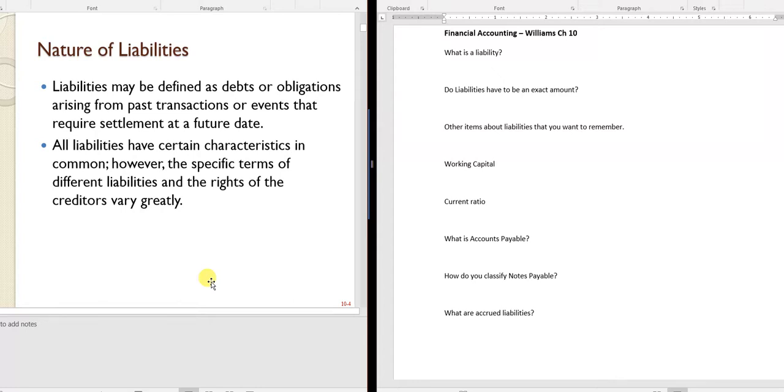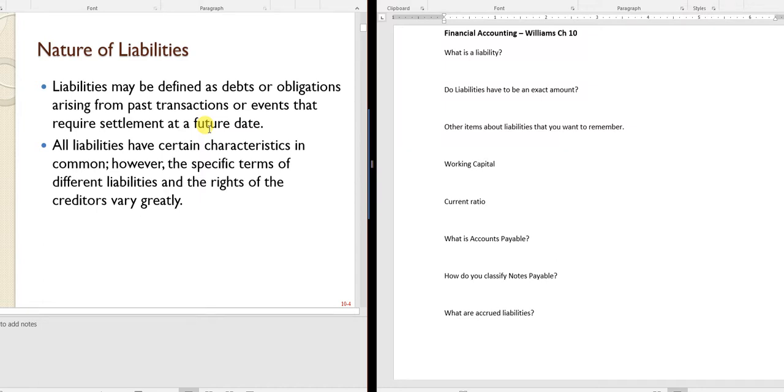Sometimes as far as unearned revenue, when somebody pays us in advance for something, we credit unearned revenue. And that is a liability. We owe them services. So if we're a lawyer and somebody's paid us a retainer, the lawyer would debit cash because they got cash and credit unearned revenue. That unearned revenue is a liability because I owe them services. Another way you could think of it is you owe them their money back if you don't provide the services. So notice they're arising from past transactions or events that require a settlement at a future date.